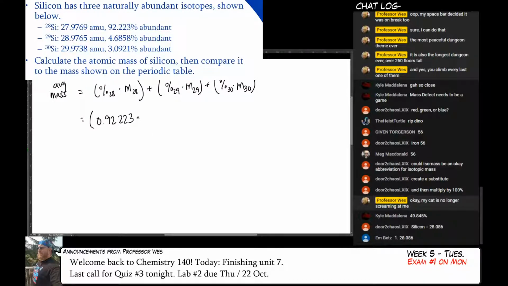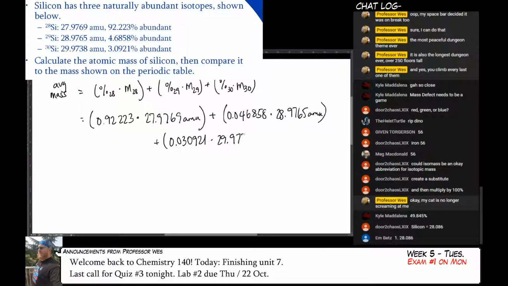0.9223 times the mass of 28, which is 27.9769. We'll do the same thing over here. 0.046858 times 28.9765. And then the third one, 0.030921 times 29.9738. There you go.